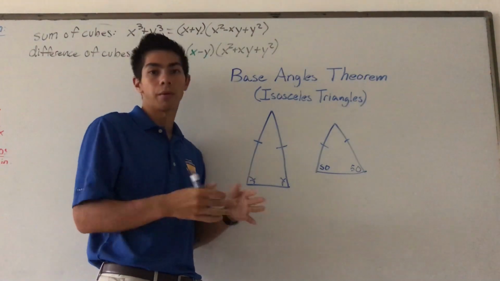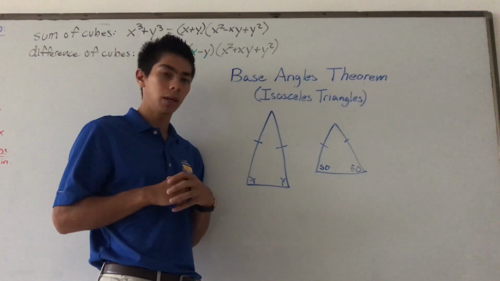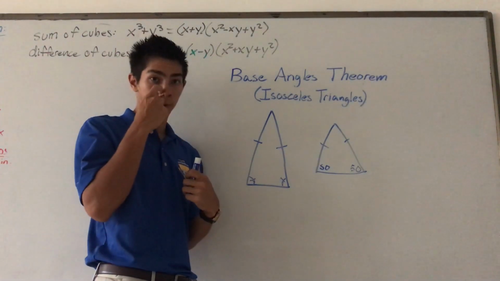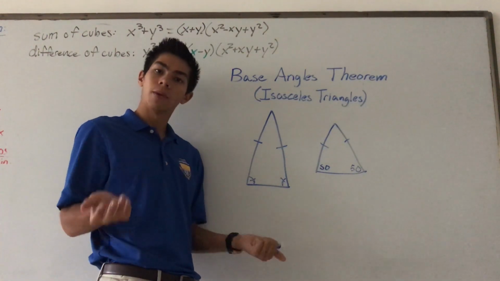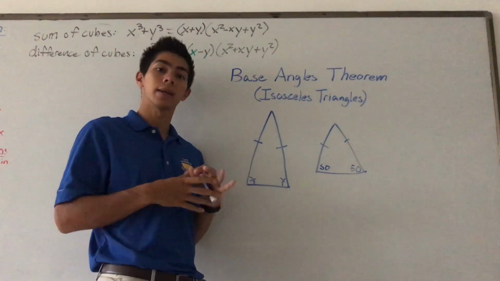This is a very simple theorem that you will use on some of the task cards today. It's an important theorem for moving forward, so hopefully that makes sense. If you need more help, let me know. But this is the base angles theorem, and it's only for isosceles triangles.